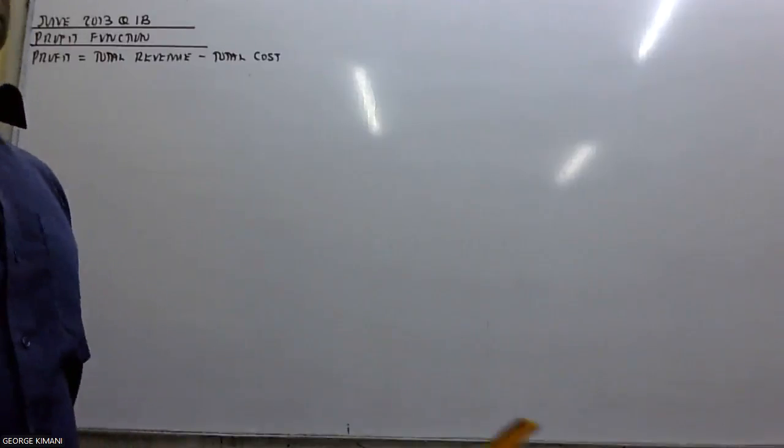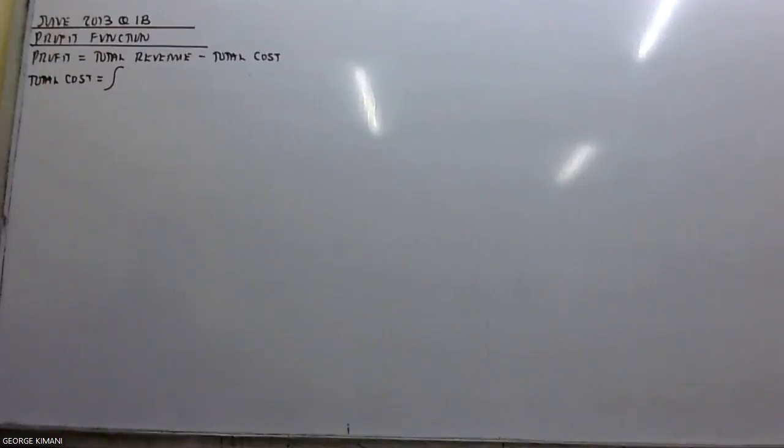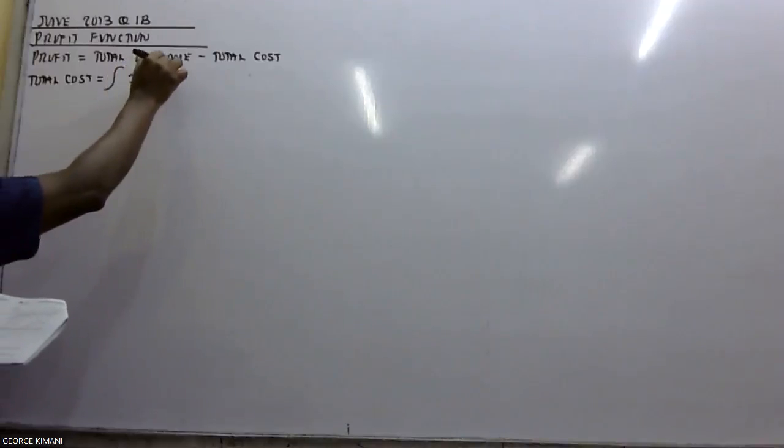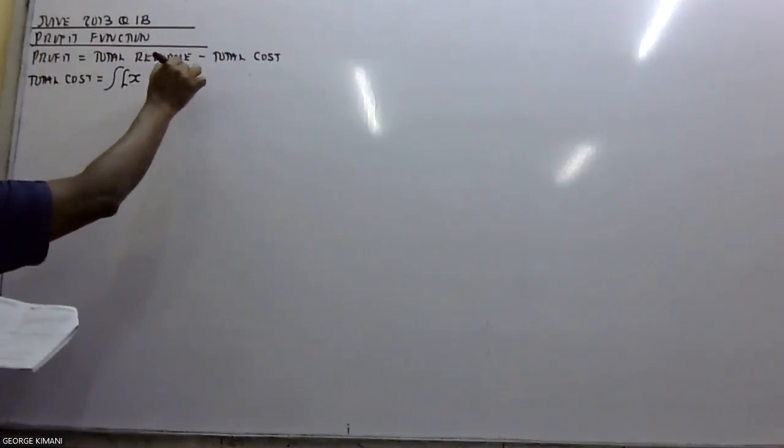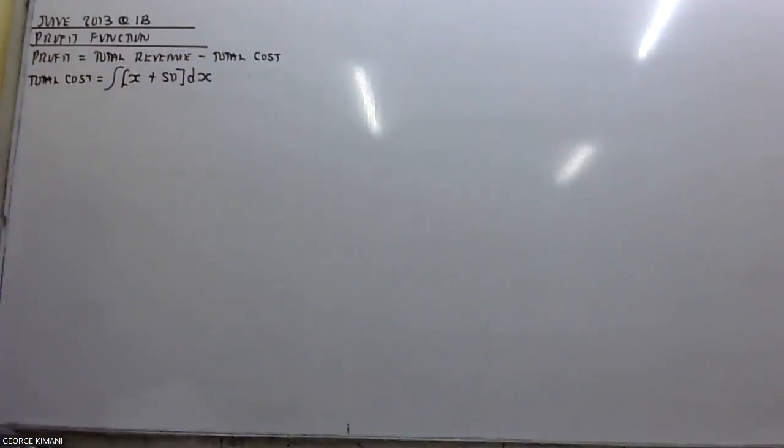This question has not given us the functions for both. So what we shall do, we shall proceed and say total costs is going to be given as the integration of the marginal cost that is given there. The marginal cost function is x plus 50. You integrate this with respect to x.